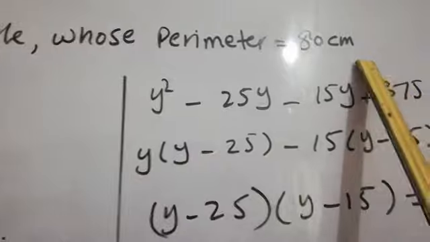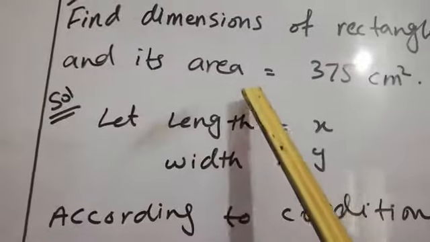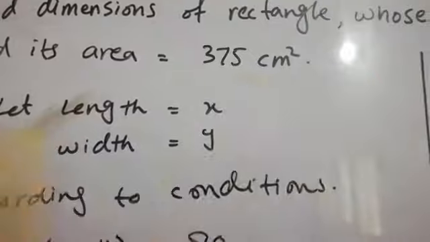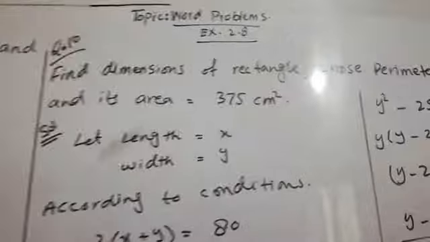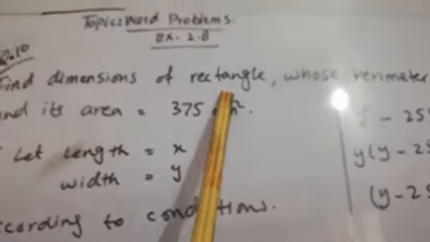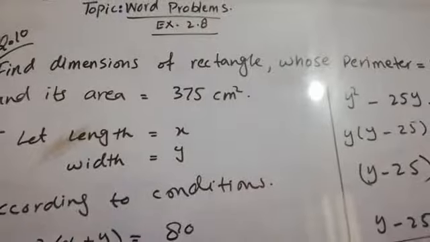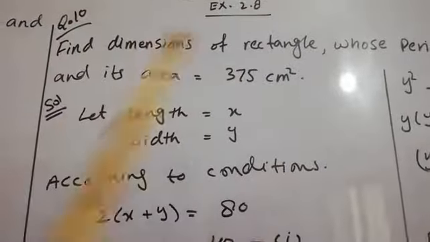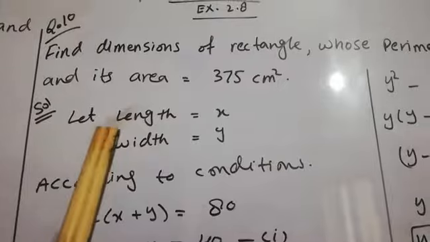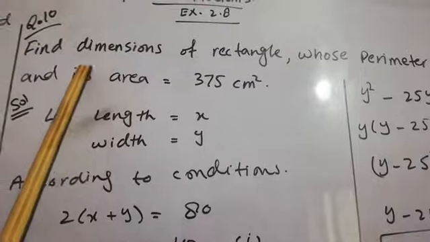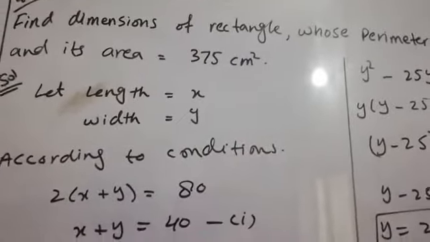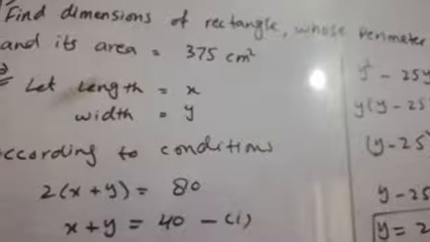Find the dimensions of a rectangle whose perimeter is equals to 80 centimeter and its area is equals to 75 centimeter square. My dear students, first of all, there are some concepts. First concept is that this is about the rectangle. You know rectangle, it is a four-sided shape in which opposite sides are equal in measurement and all the angles are equals to 90 degree. And dimensions mean sides, means length and width. This is a two-dimensional shape, means length and width.